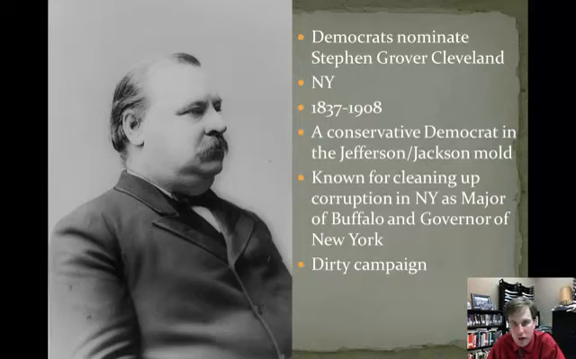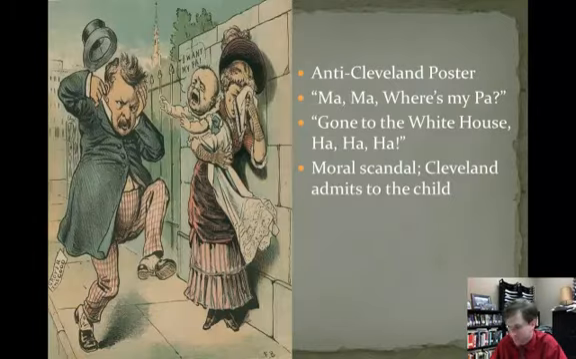The Democrats will nominate Stephen Grover Cleveland of New York, a very conservative Democrat, again in the Jefferson-Jackson mold, known for cleaning up corruption in New York as mayor of Buffalo and then later as governor of New York. This is a very dirty campaign, though. But one of the reasons why Cleveland is going to be popular is that we've had now several years of corruption seen in Washington, D.C. and at the state level. So they want a guy to come in like Cleveland who could clean things up, make things better, and restore the reputation of American politics.